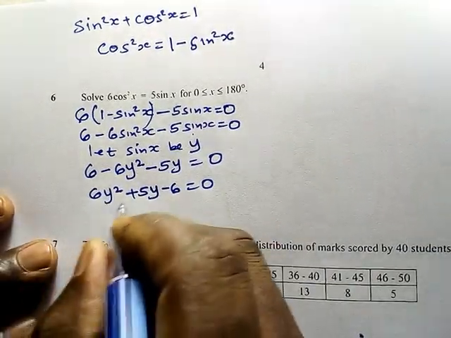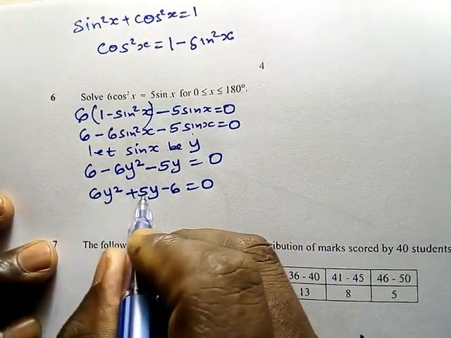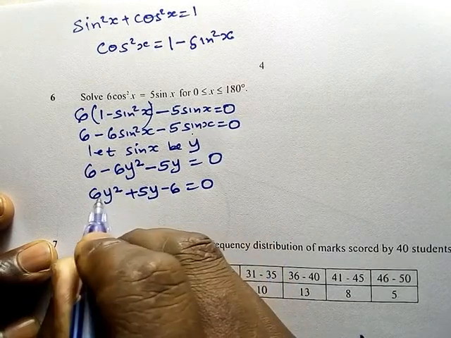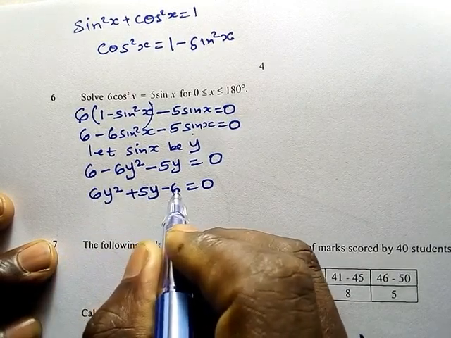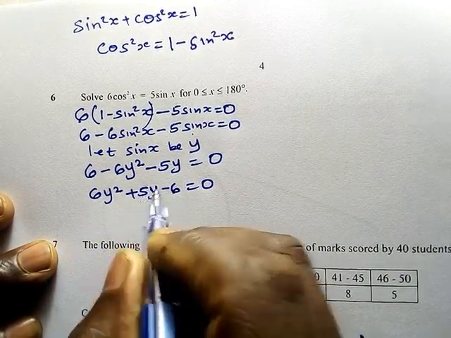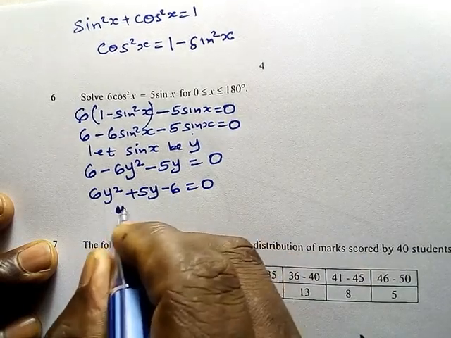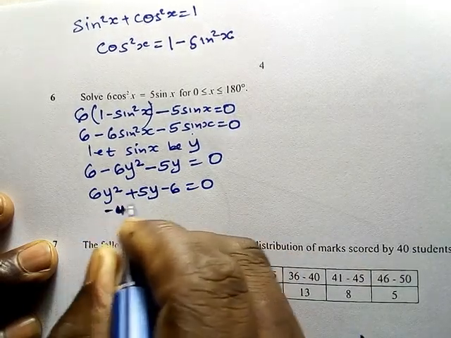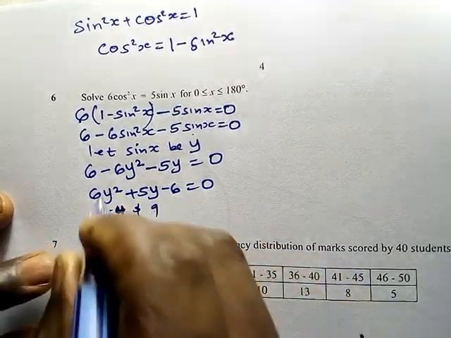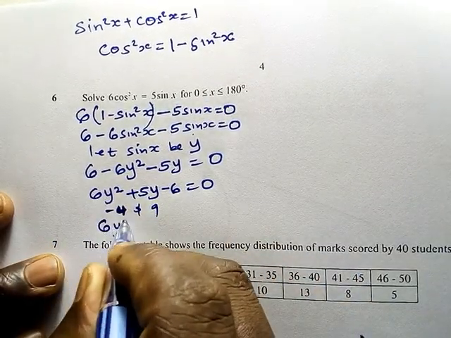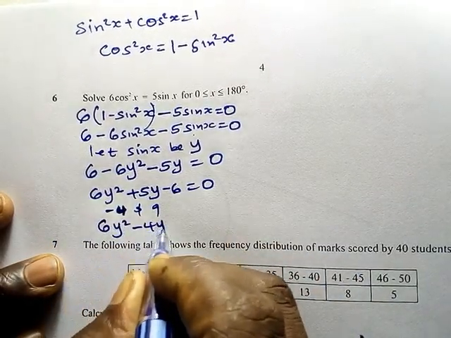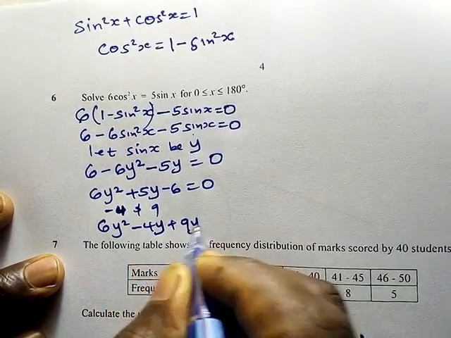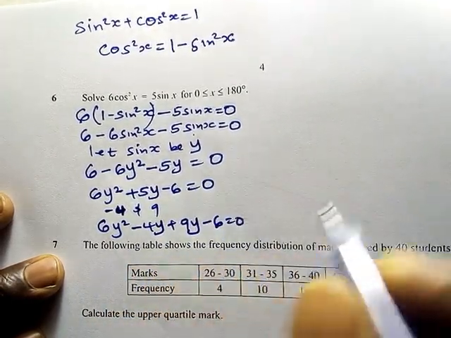So here now, two numbers when we add them we get 5. Two numbers when we multiply them we get 36. The product is 36, the sum is 5. The numbers are negative 4 and 9. So we will have now 6y squared minus 4y plus 9y minus 6. The answer is 0.